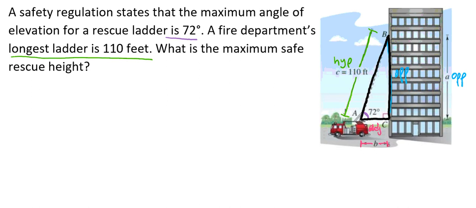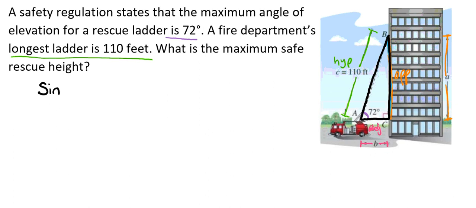So given this information, since we want to know what is the maximum height that we can rescue somebody from, we're looking for this distance right here. Let's do this with a different color this time. So this will be our opposite, and this is the height that we're looking for. What's that maximum height that we could rescue someone? So here we're looking for the opposite, and we have our hypotenuse. So this would make a great sine function.